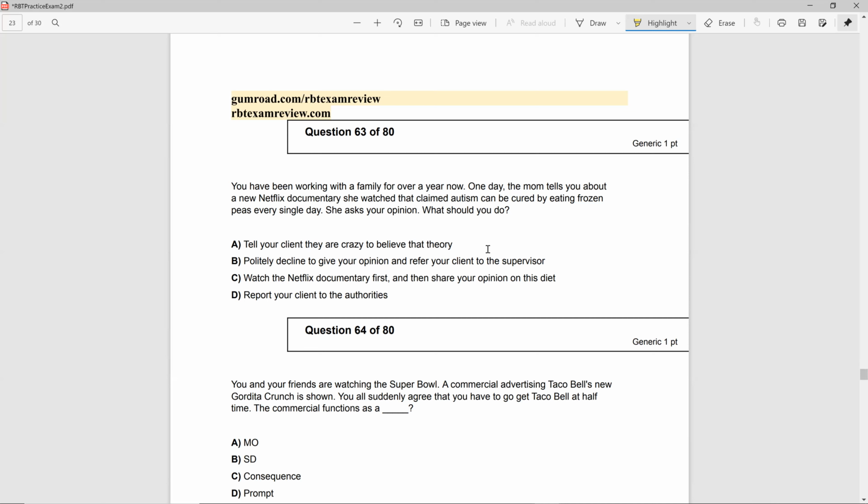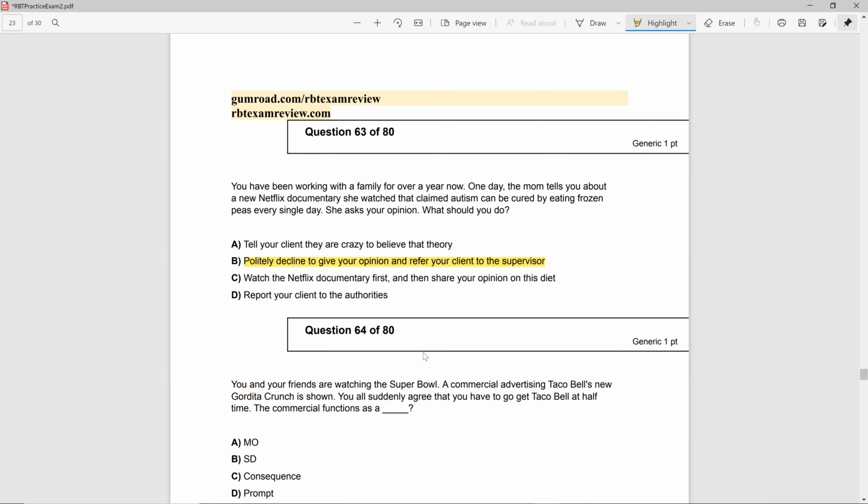B, politely decline to give your opinion and refer the client to the supervisor. Yes, okay? So right now, this is the best answer. We're going to read the rest of them, but in a situation like this, where you're asked behavioral questions, treatment plan questions, medical questions especially, you always want to refer to your supervisor, okay? Now, you might be knowledgeable on these subjects, right? But ultimately, your supervisor is responsible for the client, okay? And your main role as the RBT is implementing procedures, okay?